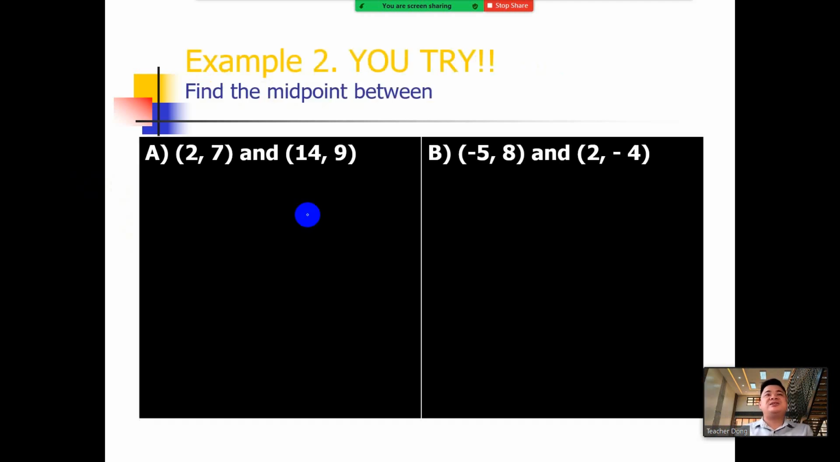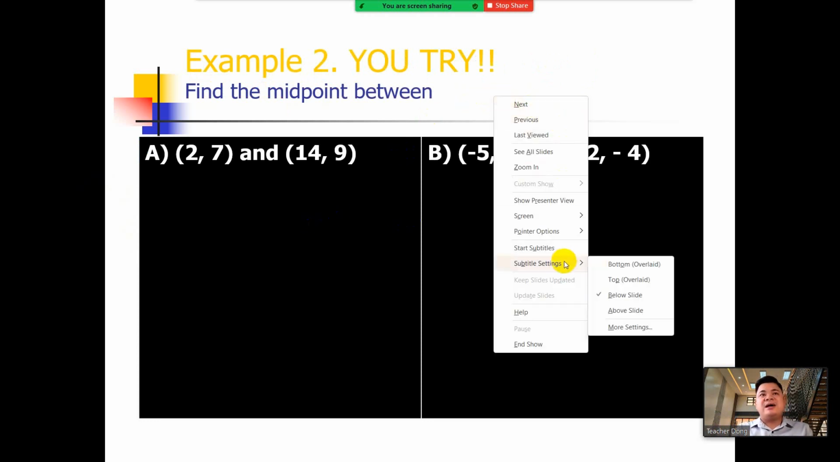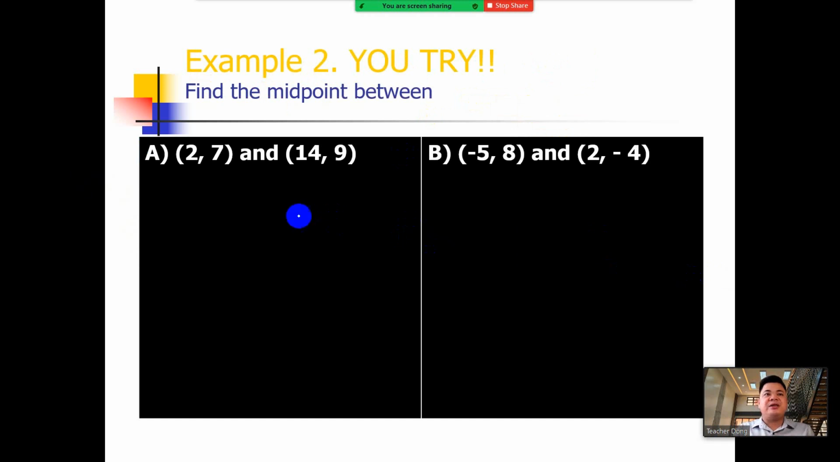Now, let's proceed to example 2. You try, so you are the one who will try this. We have two items under example number 2. Please do them. Now for letter A, we have the points (2, 7) and (14, 9). So give me the midpoint. Just add the x's and then add the y's. So that you won't be confused, mark them: this is x sub 1, y sub 1, x sub 2, y sub 2. So what is the midpoint for your example number 2? Very good. The midpoint is (8, 8).